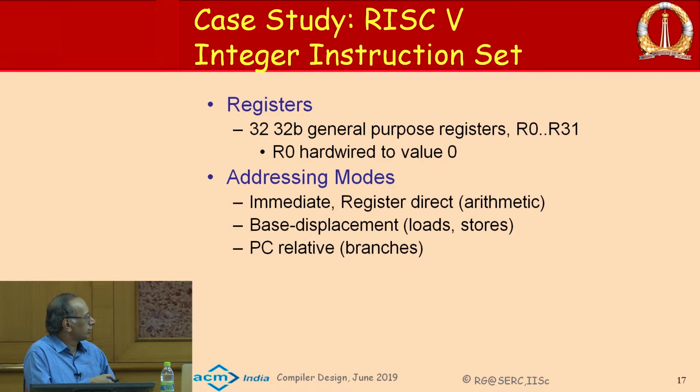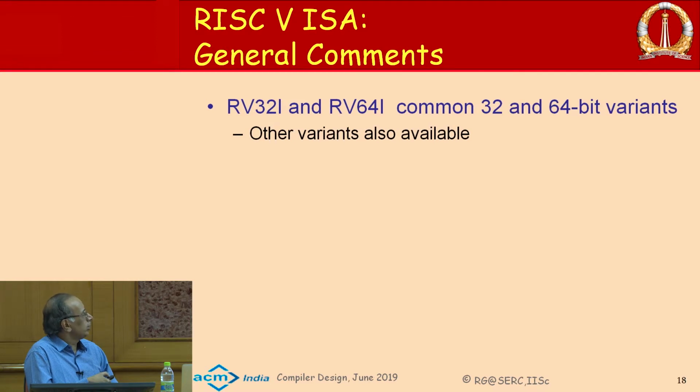Okay, this is a RISC instruction set, so all arithmetic instructions should only have register operands or immediate operands, or register and immediate operands. And load store instructions should have the base displacement. We'll see examples of these instructions as we go by. Then for branches, it is PC relative. Okay, that is whenever I do a jump or a branch or conditional branch, it is with respect to the current program counter value. So what we are going to see is what is called the RV32I instruction set.